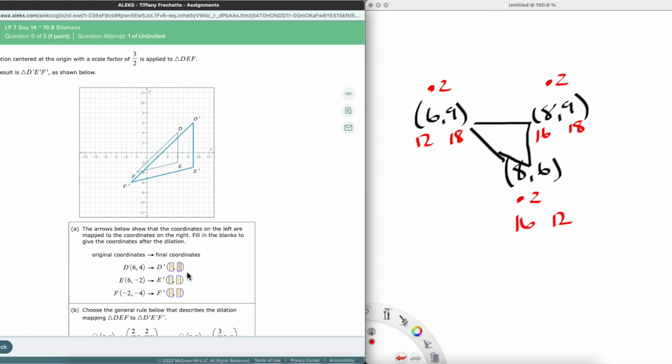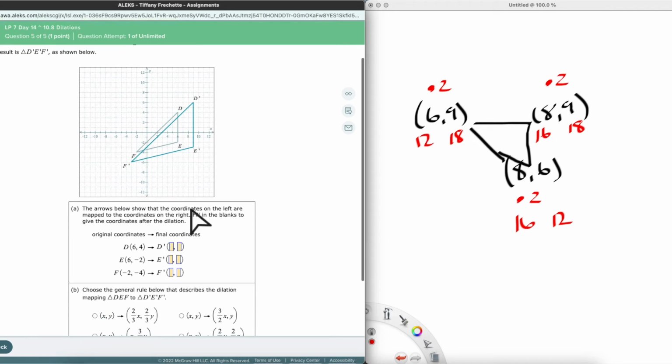So we have our result here, which is DEF prime, with little tick marks, right? We have those little apostrophes so that we can see that it's the final figure. So the arrows below show the coordinates on the left are mapped to the coordinates on the right. Fill in the blanks to give the coordinates after the dilation.